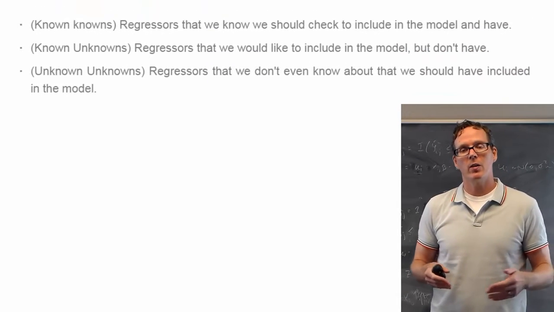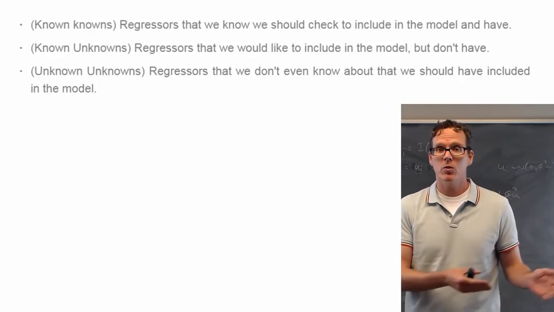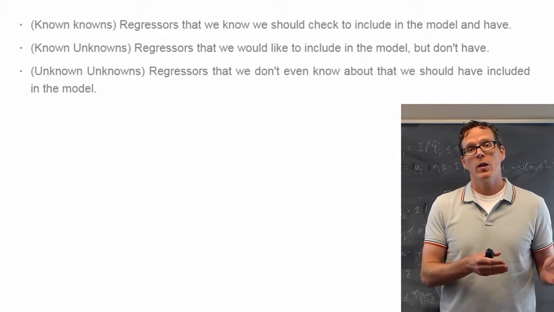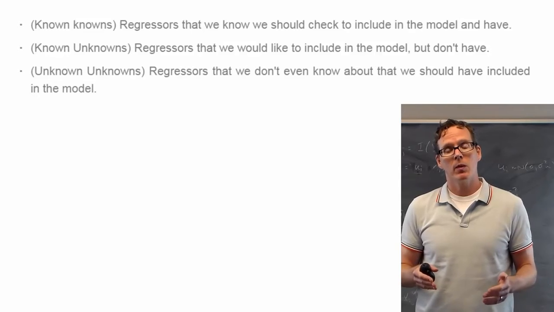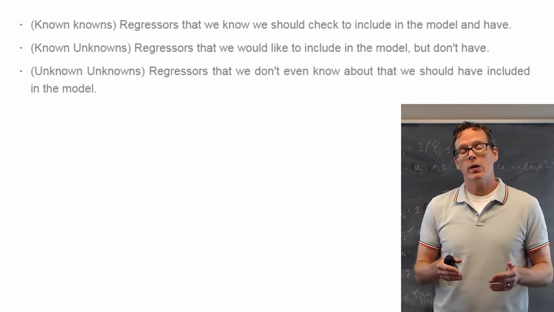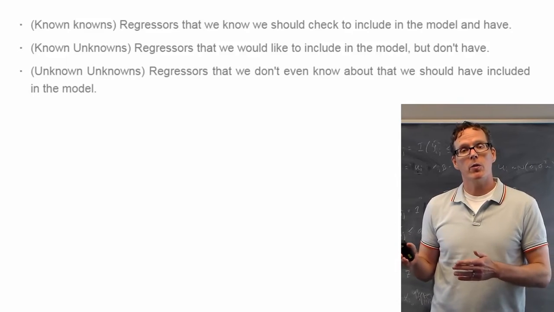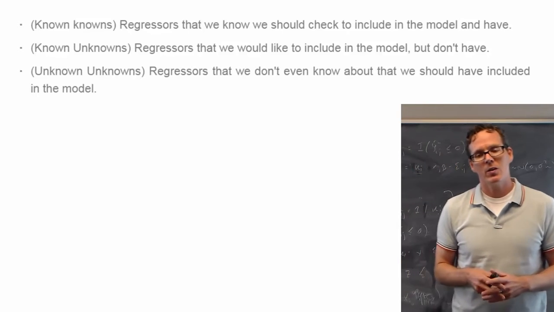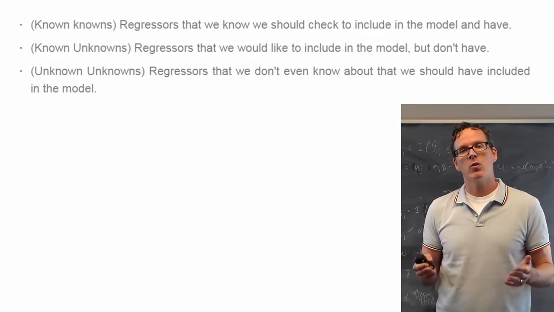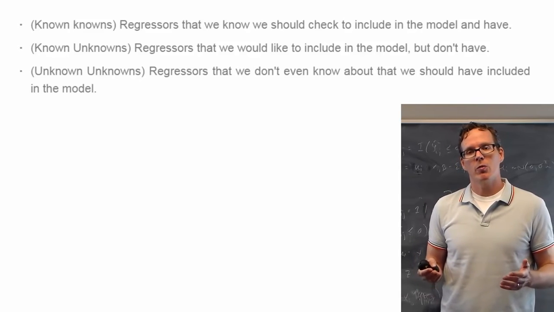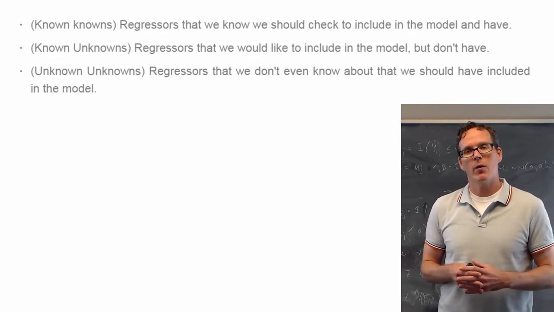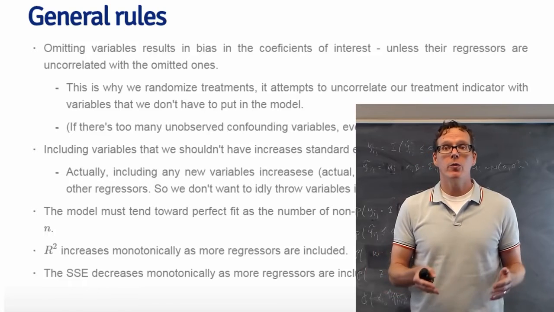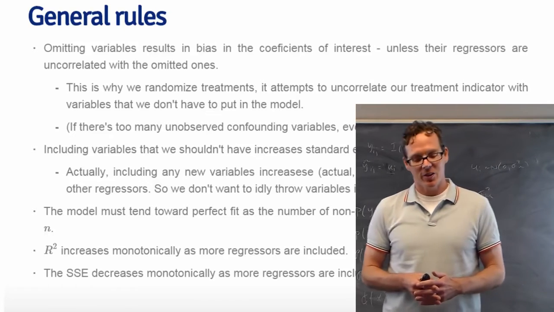Known knowns are regressors that we know we should include in our model and we have recorded, so we just put them in. There are known unknowns, and these are things that we know we should include in our regression model, but unfortunately we didn't collect them. And there are unknown unknowns, and these are things that we should include in our regression model, but we didn't collect them or don't have them or don't know whether or not they're important. So I think this is a funny little quote, but it gives us an idea of the various lines of thinking that you have to go through when building a regression model. So let's talk about some general rules for our known knowns, unknown unknowns, and known unknowns.